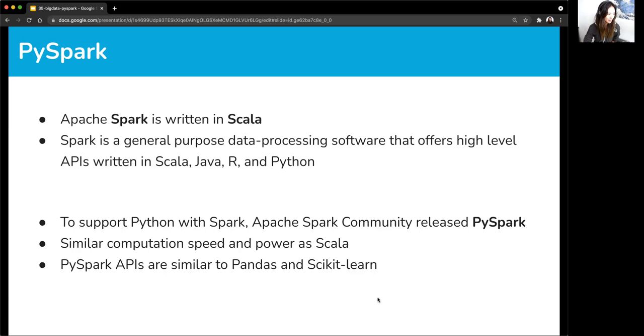And PySpark APIs are very, very similar to Pandas and scikit-learn. So as I was mentioning before, a lot of the methods are just named slightly differently, but a lot of the methods that you do in Pandas, you can do in PySpark. And a lot of the models that you're running in scikit-learn, you can also run in PySpark.